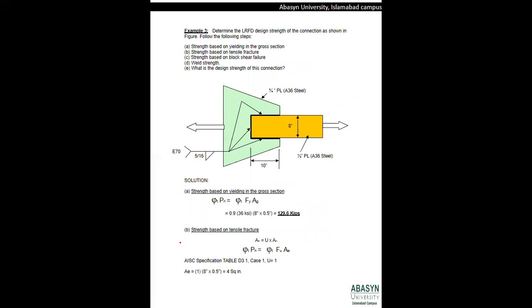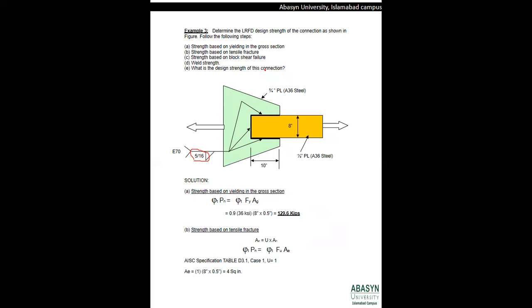Now, let's move towards the calculations for the next problem, example 3, in which we are going to calculate the design strength based on the LRFD design theory, the load and resistance factor design method, for the same structure and the same connections that we used in example 2, except that the thickness of the weld has been increased from 3/16 inch to 5/16 inch. The rest of the statements and parameters of the problem are the same.